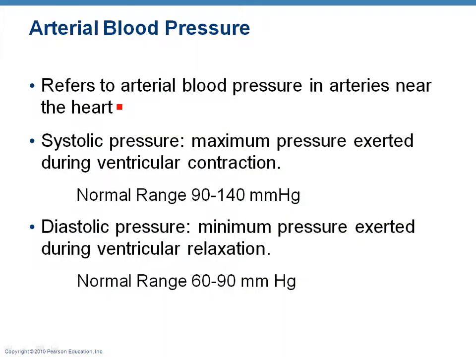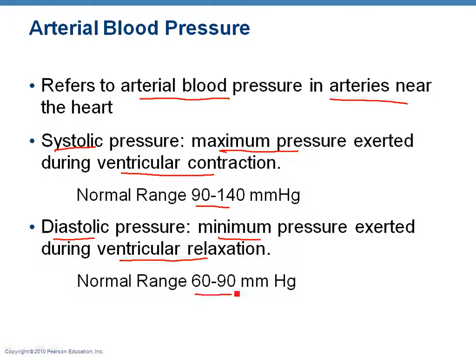Now, when you talk about this blood pressure, we're talking about arterial blood pressure in the arteries near the heart. You talk about systolic pressure and diastolic pressure. Those are the two terms that you hear in reference to blood pressure. The systolic pressure is the maximum pressure exerted during ventricular contraction. The diastolic pressure is the minimum pressure exerted during ventricular relaxation. Now, typical systolic pressures can range anywhere from 90 to 140 millimeters of mercury. Diastolic pressures can range from 60 to 90 millimeters of mercury.